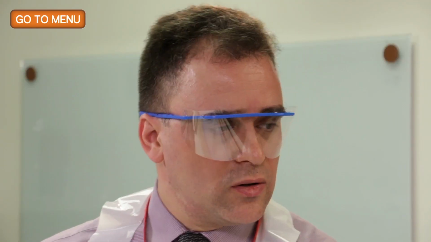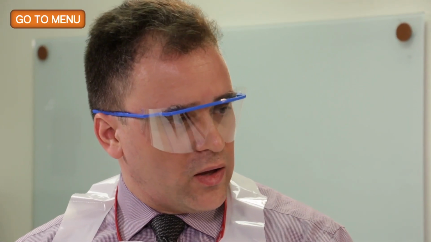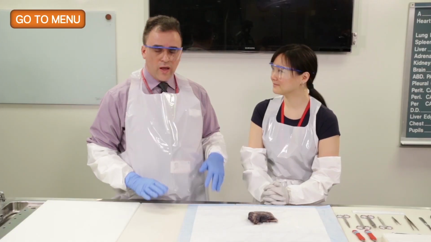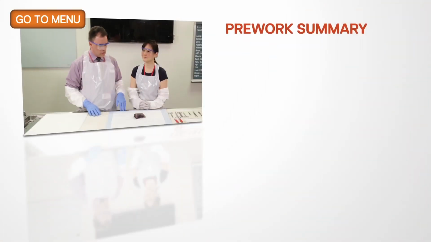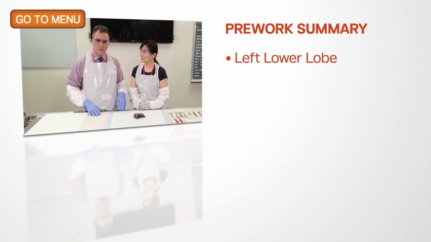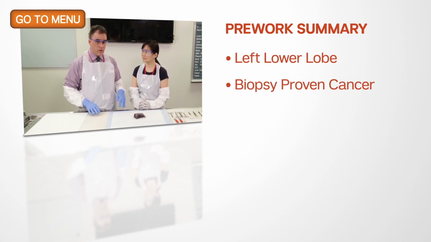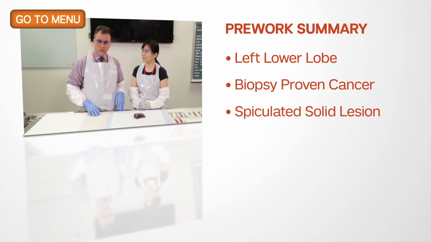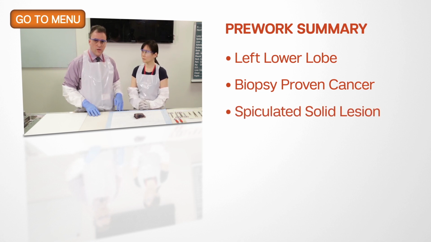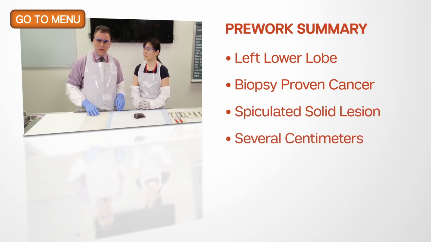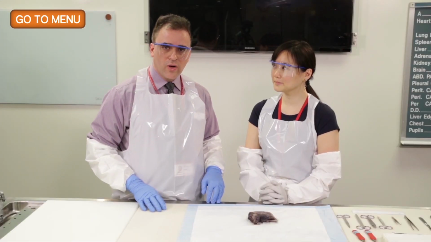Was there a biopsy done beforehand, and do we know that this was in fact cancer? Yes, there was a previous needle core biopsy at an outside institution, and it was biopsy proven adenocarcinoma. So now that we are aware that this is a left lower lobe, that the diagnosis was cancer, radiologically, it turns out to be a solid spiculated lesion of several centimeters in size, so we expect it to be palpable. We can now move on to the gross evaluation of the specimen.